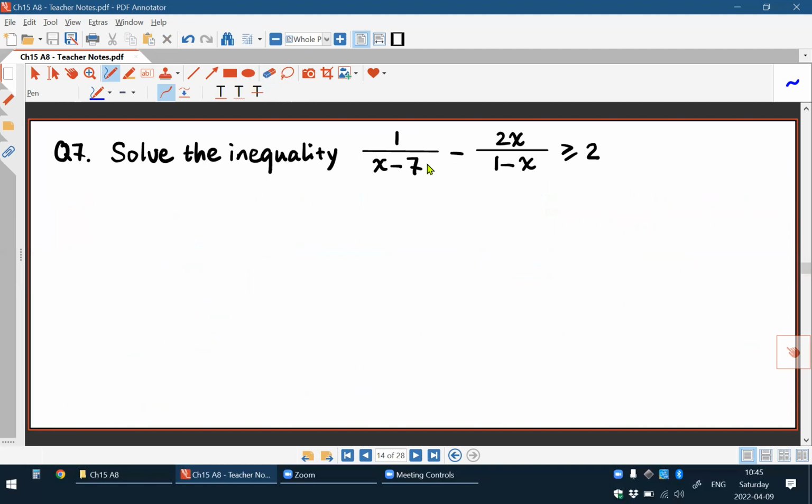Again, the method is similar, right? You can't just multiply both sides, but instead we need to move everything to one side. So the original expression here is equivalent to, okay, move everything to the left, greater than or equal to 0, right?